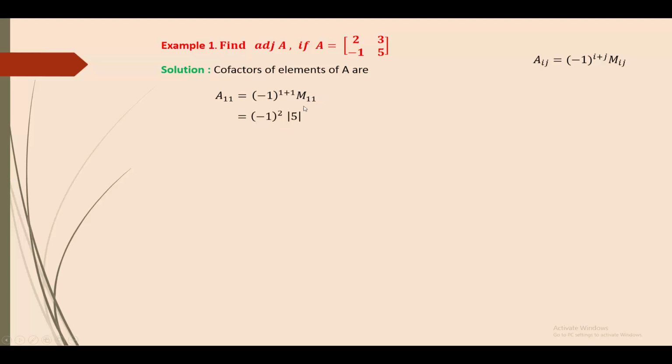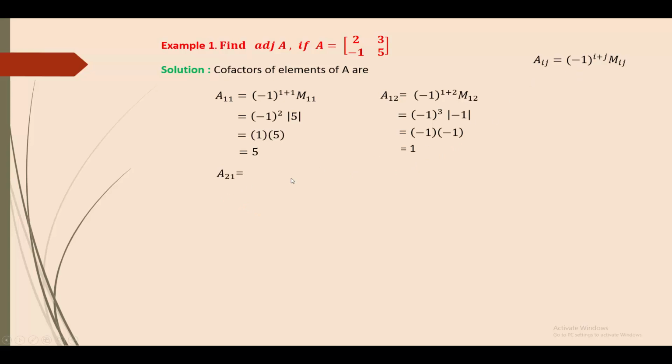Now M11 is the minor obtained by deleting the first row and first column. Deleting the first row and first column, we get determinant 5. So minus 1 square into determinant 5 is plus 1 into 5, equal to 5. Then A12 equal to minus 1 raised to 1 plus 2 M12, equal to minus 1 cube into the minor obtained by deleting the first row and second column. M12 is determinant minus 1. So minus 1 cube is minus 1, into minus 1 is equal to plus 1.